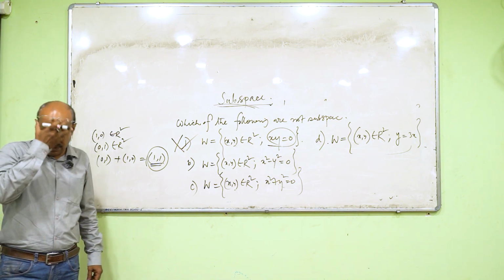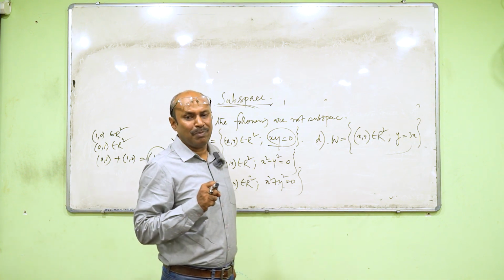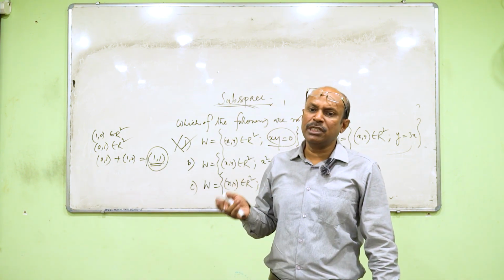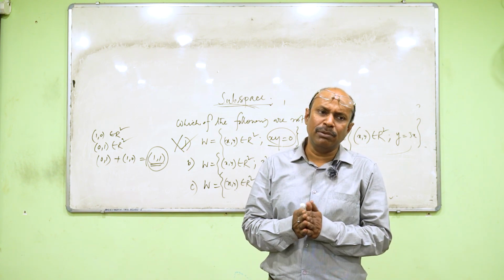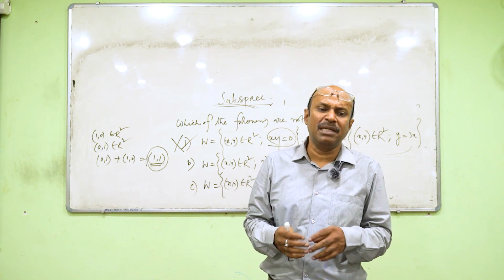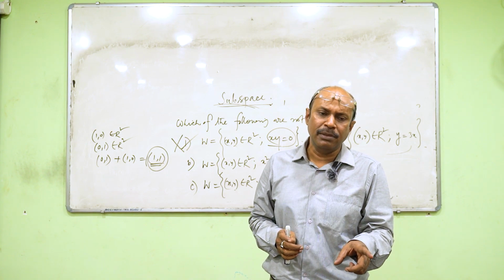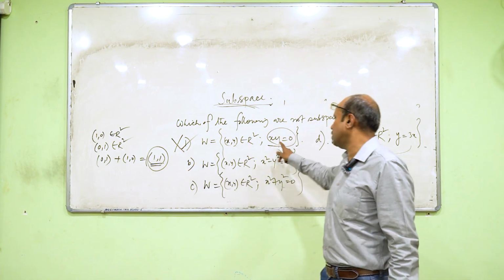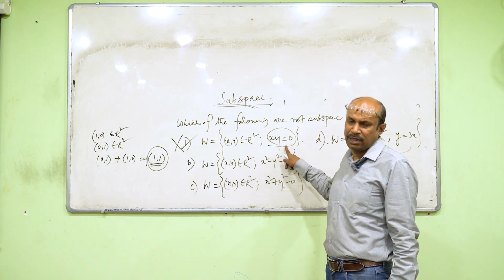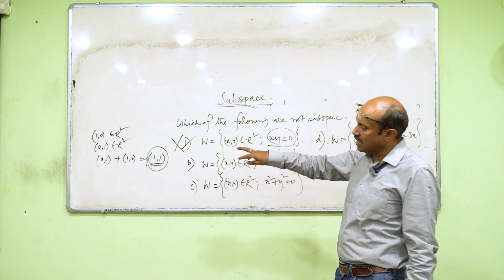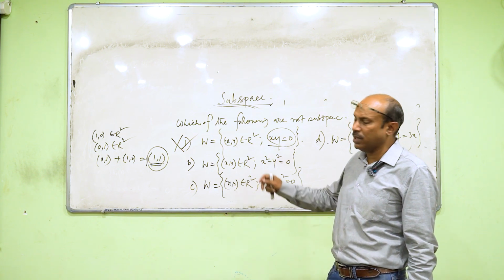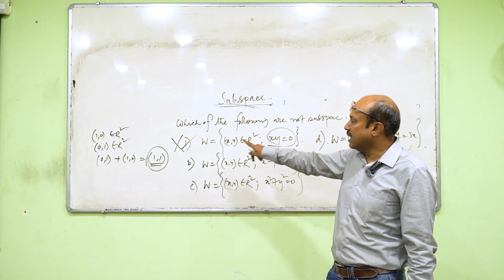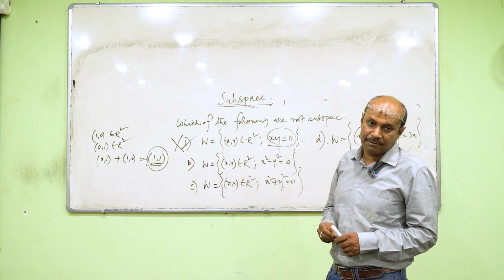When can you say it is a subspace? If you take two elements from that particular non-empty set, and these two elements belong to capital W, and the linear combination of these two elements also belongs to capital W, then capital W is a subspace. Here you see that two elements, (1, 0) and (0, 1), both satisfy the relation xy equals 0, but the sum of these two elements, (1, 1), does not satisfy the relation. That is why capital W is not a subspace.